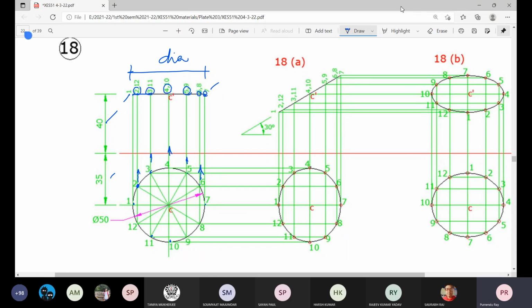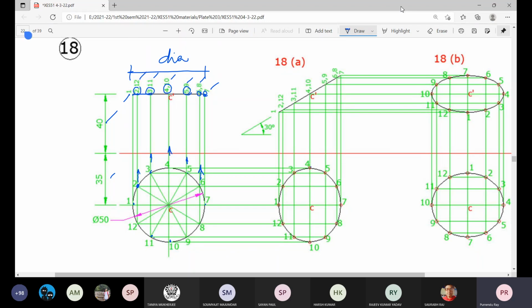And once these are determined, due to mirror image positions, 8 and 6 will be coming at the same location. 9 and 5 will come at the same location. 4 and 10 at the same location. 3 and 11 at the same location. So give the corresponding names, 2 and 12 here.